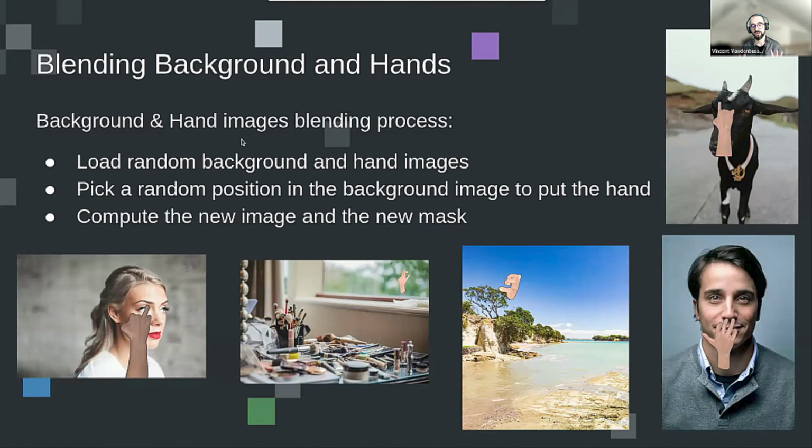From my set of background images and my set of hand images that I generated with Blender, I'm going to pick a random one in both of those lists. Then I'm going to pick a random position in my background image and blend in the image of the hand that I made. Since I have the mask and everything, it's quite easy, nothing complicated. Then I compute a new image and the new mask, and here is the kind of result that we get. As you can see, it's not so realistic in some cases, but at least we have quite some diversity here.